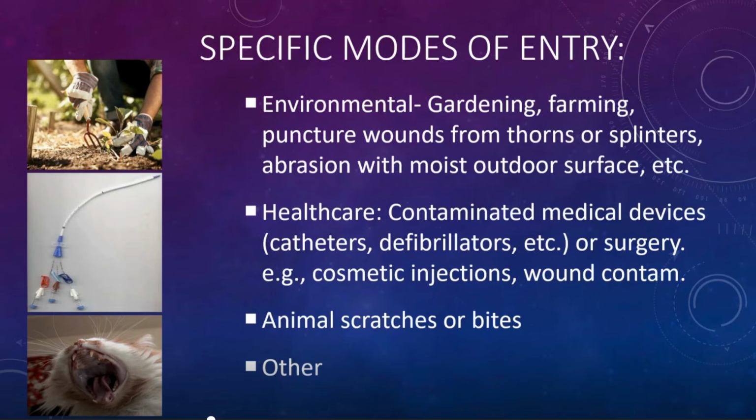Healthcare associated sources are also significant. This is an organism that can be associated with surgical tourism, for example, or contaminated medical devices, surgical procedures where maybe contaminated implements can inoculate the patient with Nocardia. Animal scratches or bites also can spread Nocardia, although it's less common. And rarely, Nocardia can be transmitted in transplant tissue.